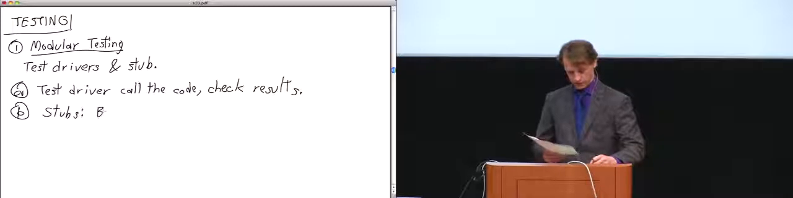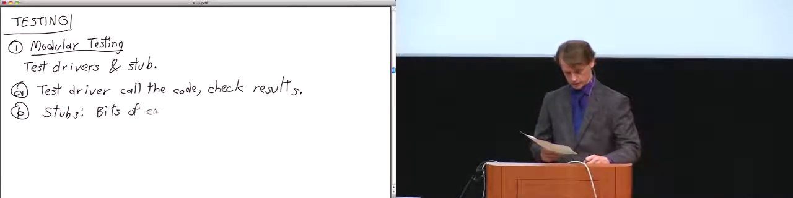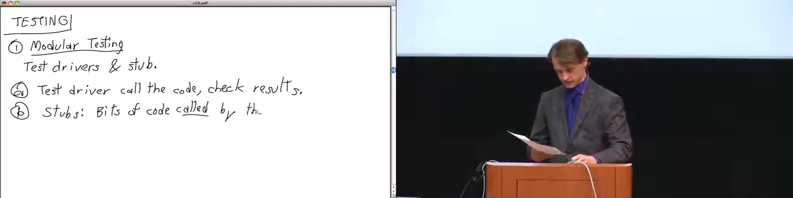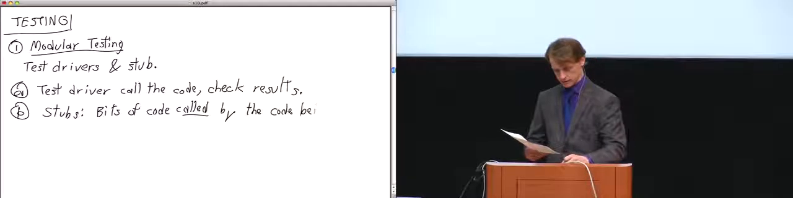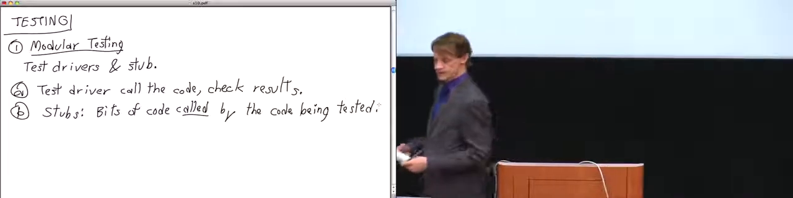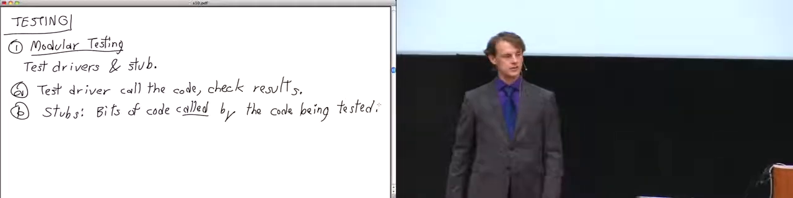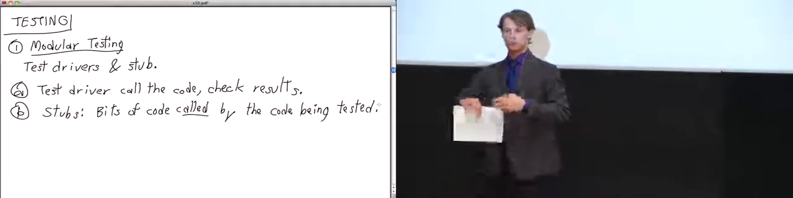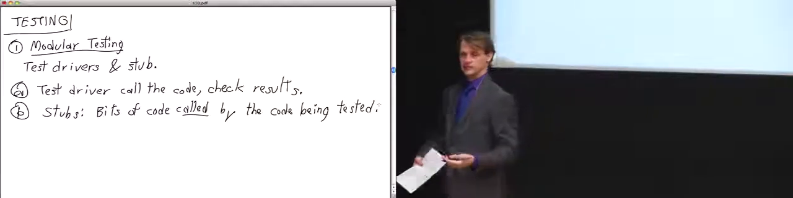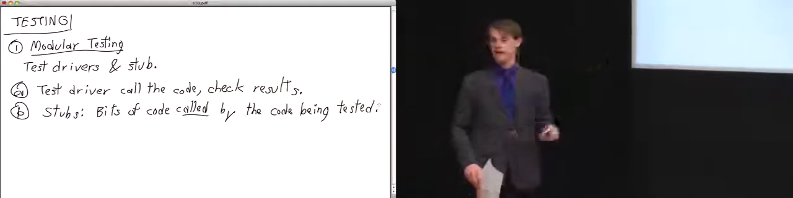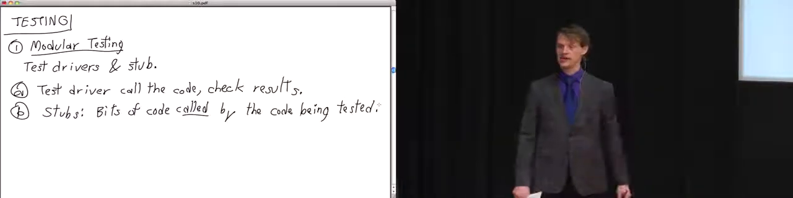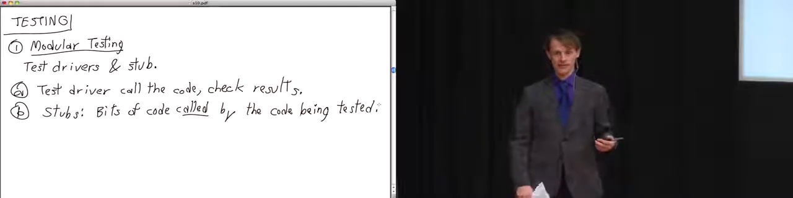Stubs, on the other hand, are bits of code that are called by the code being tested. This is a less obvious idea that you might not think of. So there's sort of 3 reasons why you might want to do something like this. One reason is when you're implementing a really big project, sometimes you haven't implemented all the methods yet, but you can create a stub that fakes one of the methods by returning just really simple answers that may not be correct so that you can test the main method.